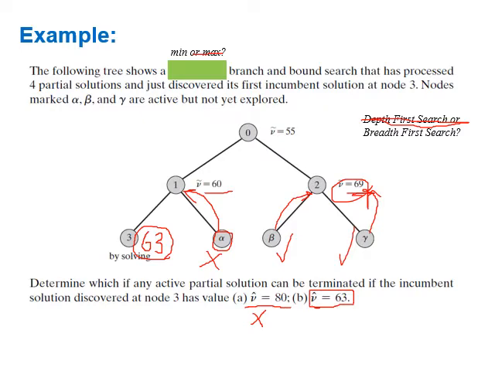So if we obtain an incumbent solution of 63, then node beta and node gamma can be fathomed at this point, and the reason for this fathoming is bounding. So this is a use of parent bounds to fathom unexplored nodes before exploring them and spending time on them.